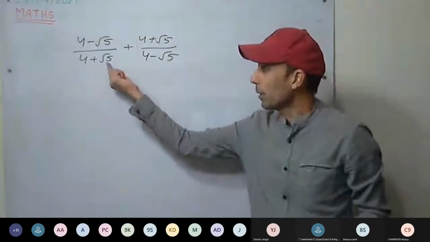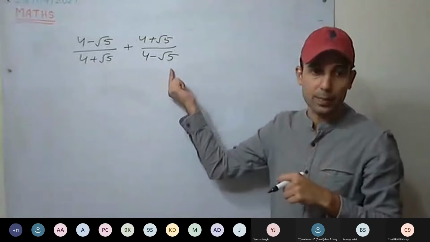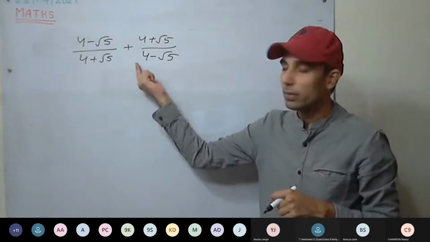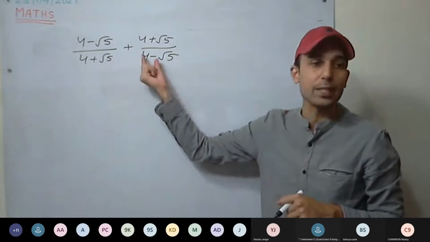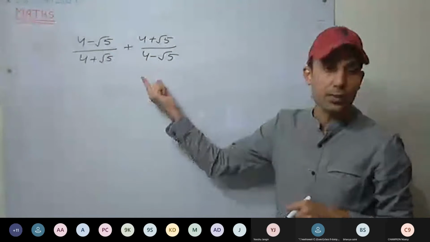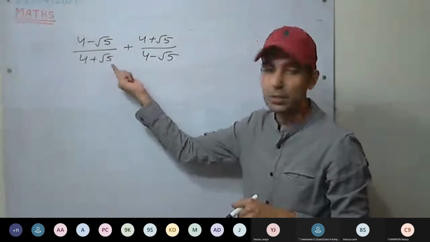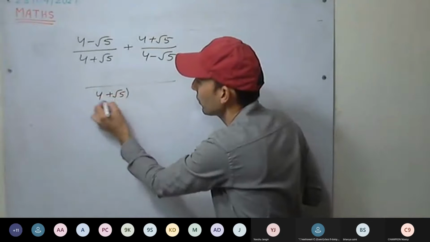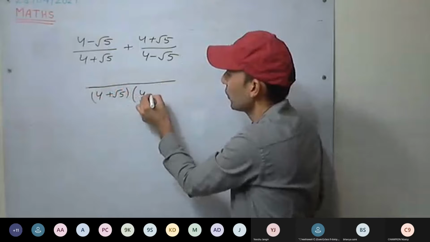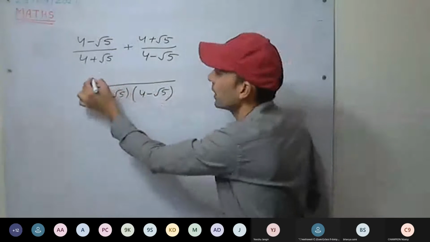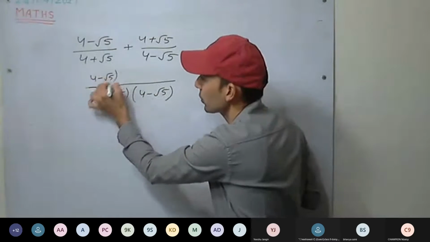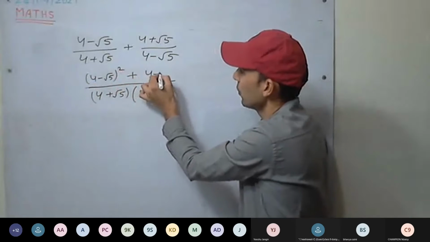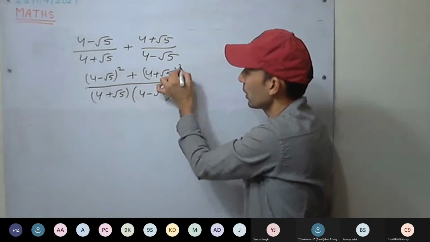See here, a plus b, a minus b. So what are we going to do? We have to take the LCM since the denominators are different. To add them, we have to take the LCM, and we can see it is a plus b, a minus b. So take the LCM, 4 plus root 5 into 4 minus root 5. So here we will be getting 4 minus root 5 the whole square plus 4 plus root 5 the whole square.